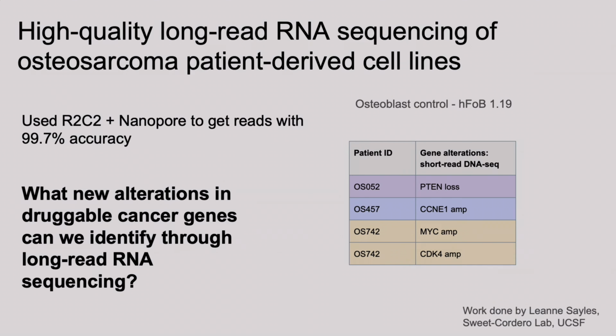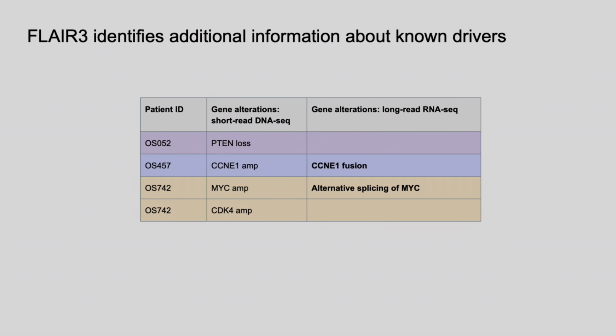And so what we did is we used R2C2 plus nanopore to get reads with a very high accuracy and asked what new alterations in druggable cancer genes can we identify through long-read RNA sequencing. And so first off, I won't go too into this today, but I think it is really important. We can identify additional information about known drivers, right?